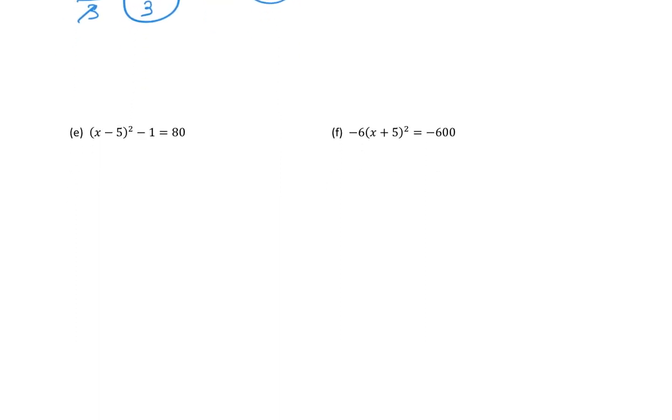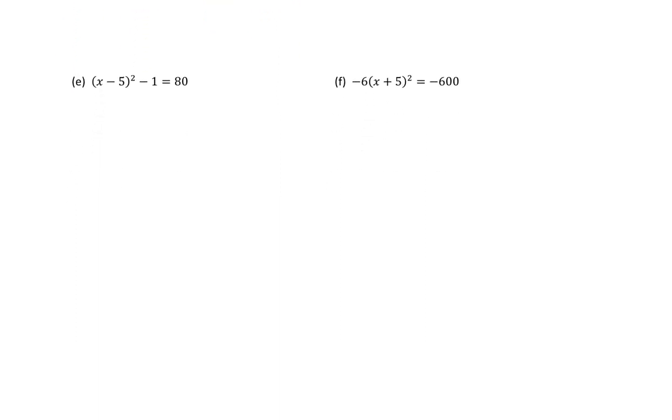Let's go up here. This is the square root method. Let's look at E. Okay, square root method. We want to isolate the x minus 5 squared, so that means let's clear that 1 to the other side. Get 81. Now we can use the square root method.